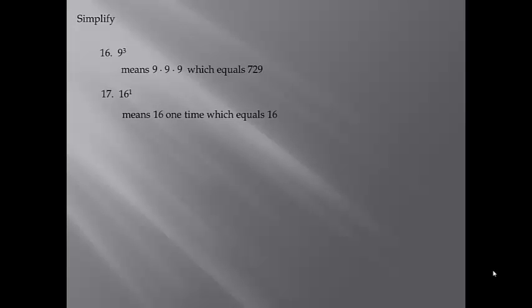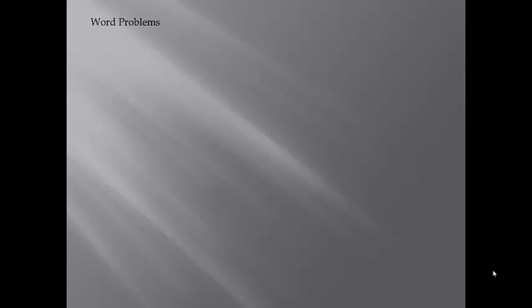Number 18, 7 to the power of 0. Anything to the power of 0 is always equal to 1. 19, 1 to the 8th means 1 times 1 times 1 times 1 times 1 times 1 times 1, which is equal to 1. Word problems.